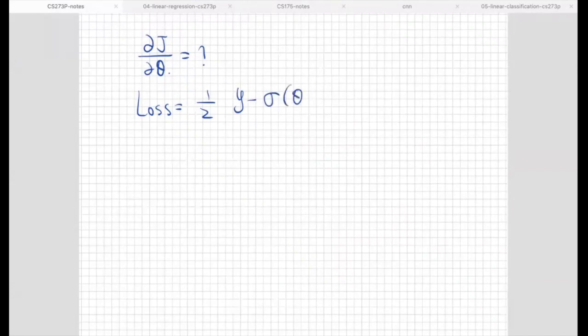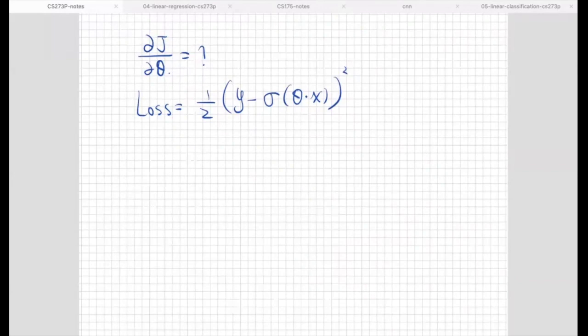And we need to calculate the gradient of this J function with respect to the parameters here. How do we calculate this? Well, let's look at the one loss function here. The loss is equal to 1/2 (y minus sigma of theta dot x) squared, and let's use this as an example. This is simply a quadratic function of the sigmoid function.